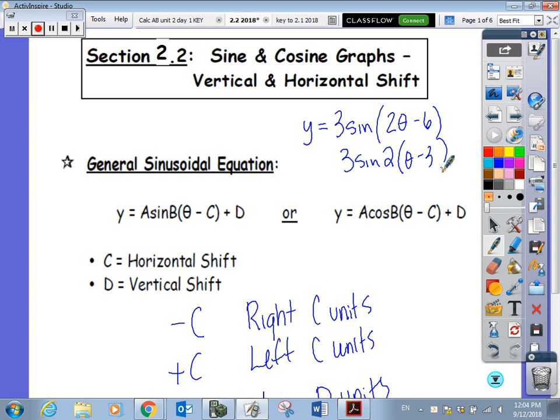Now yesterday the B was just attached, which is no big deal. If there's no C value, it doesn't matter. Now sometimes you might see this. There might be an extra parenthesis there. That's no different. This is still B. This is still theta minus C. It's when the 2 is connected with the C value right there, you have to factor it out.